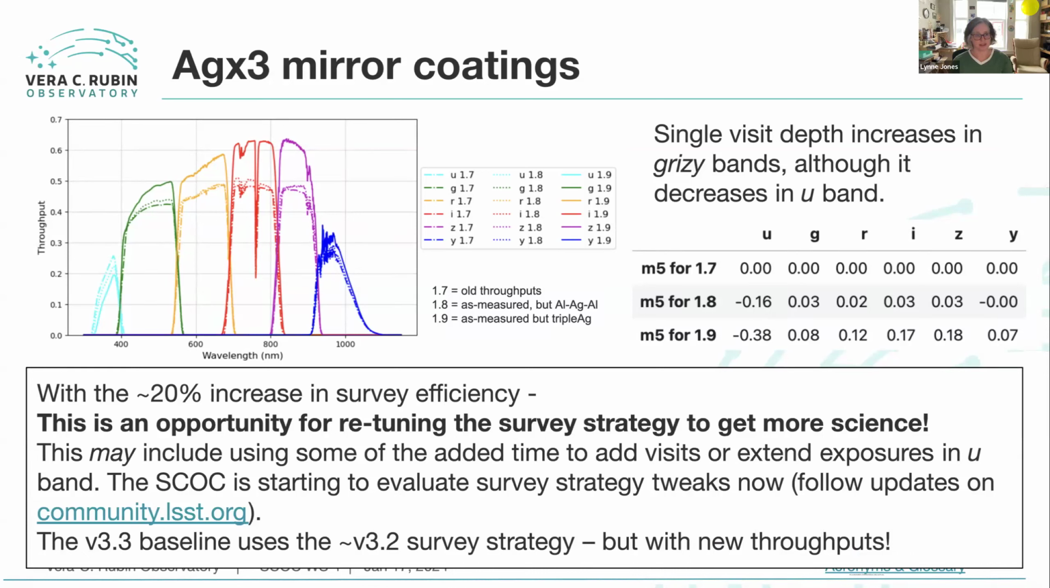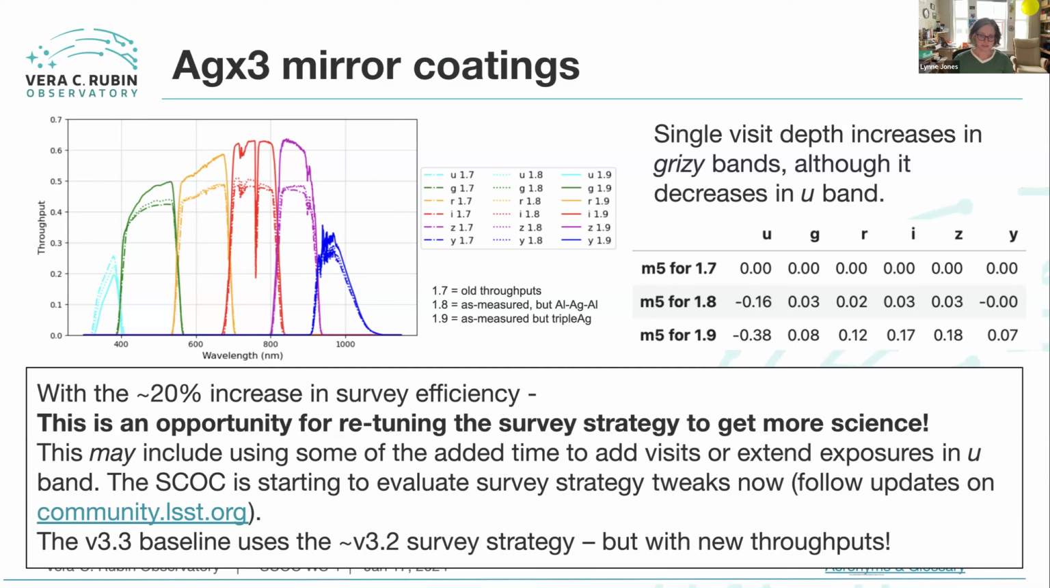You can look at this 20% increase in survey efficiency as an opportunity for retuning the survey strategy to get more science. This may include using some of the essentially freed up time. It's not technically freed up, we're still using the whole time of the survey, but you could say we're going deeper in these other visits, so we can reshuffle some of the time. So we could add visits or extend exposures in U-band as one of the options.